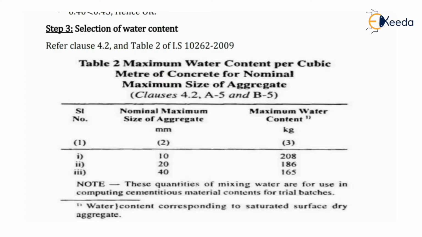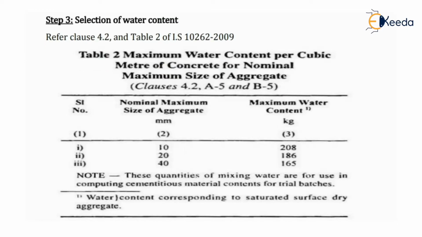Then the next step is selection of water content. You have to refer to clause number 4.2 or table number 2 of IS 10262/2009. I have given here a screenshot of that table. Table number 2 says maximum water content per cubic meter of concrete for nominal maximum size of aggregate. We are using 20 mm size of aggregate, as the problem statement says we have to use maximum size of aggregate as 20 mm.